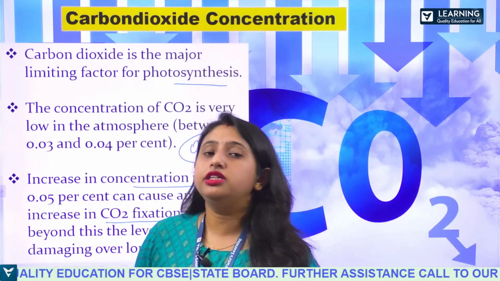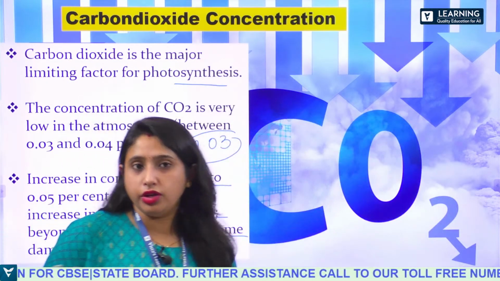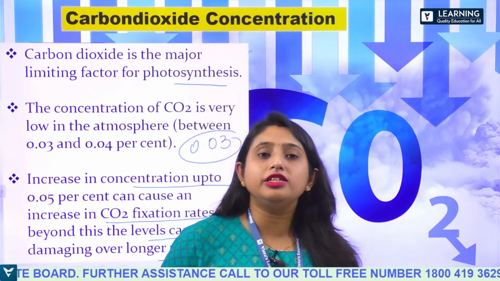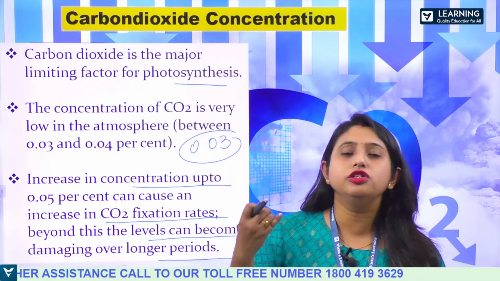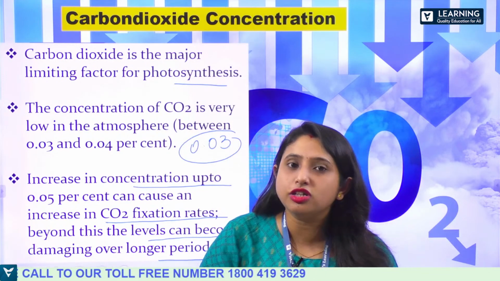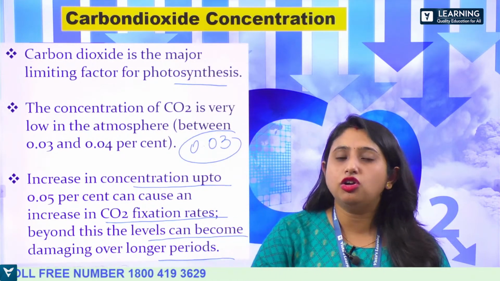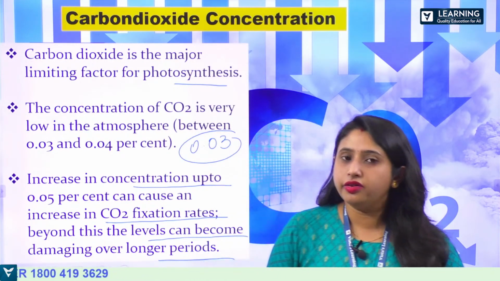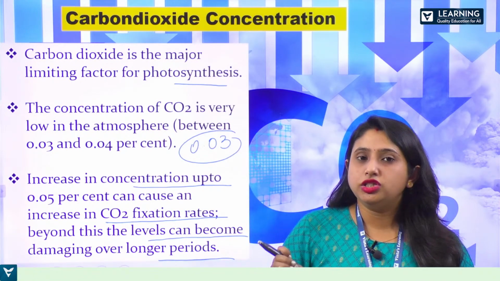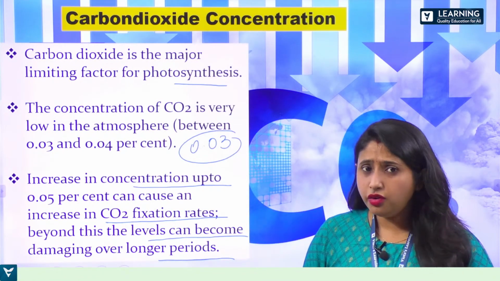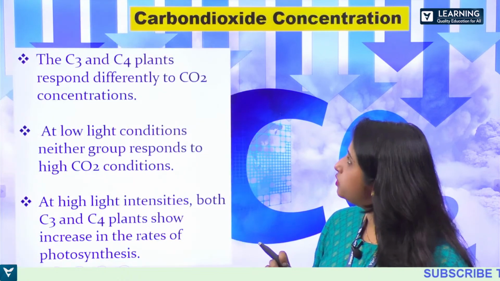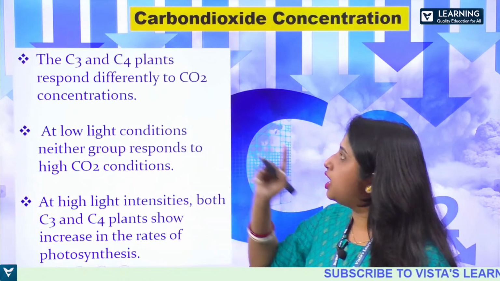Beyond this level it can become damaging over longer periods. So you know that there should be an optimum level, right? If it increases beyond this, it will become toxic to the plant. The plant cannot tolerate that much carbon dioxide. So there should be a limit, right? Next, temperature, right? Yes, C3 and carbon dioxide.